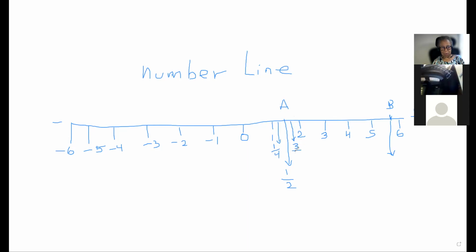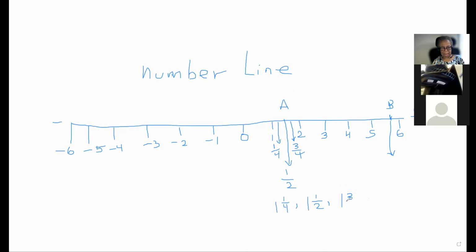If I said this is a 1, then that would be 1 and 1/4, 1 and 1/2, 1 and 3/4, which are mixed numbers, right? So between 1 and 2, I could have 1 and 1/4. That's this point. I could have 1 and 1/2, which is the one I call my A. And then at this point, I'm closer to my 2, so I have 1 and 3/4.